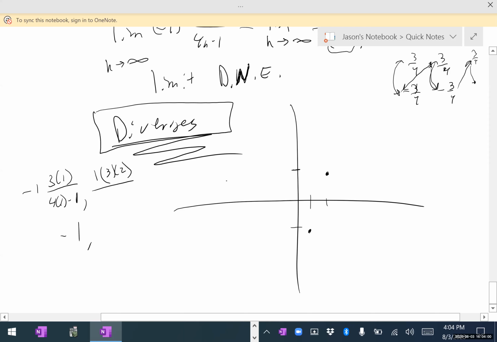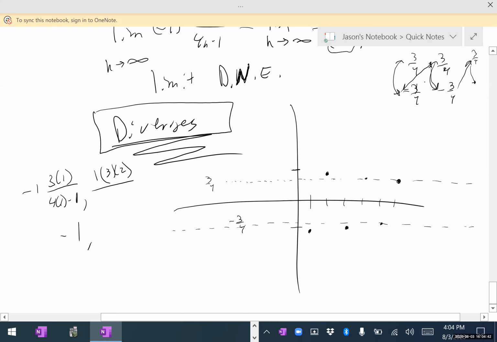Then I'm going to draw a couple of asymptotes here. Where do you think these are going to be? They're going to be at 3/4 and at negative 3/4. So what's going to happen next? At 3, it's going to jump down here. And then at 4, it's going to jump right here. At 5, it's going to get really close to this, and at 6, really close to that.